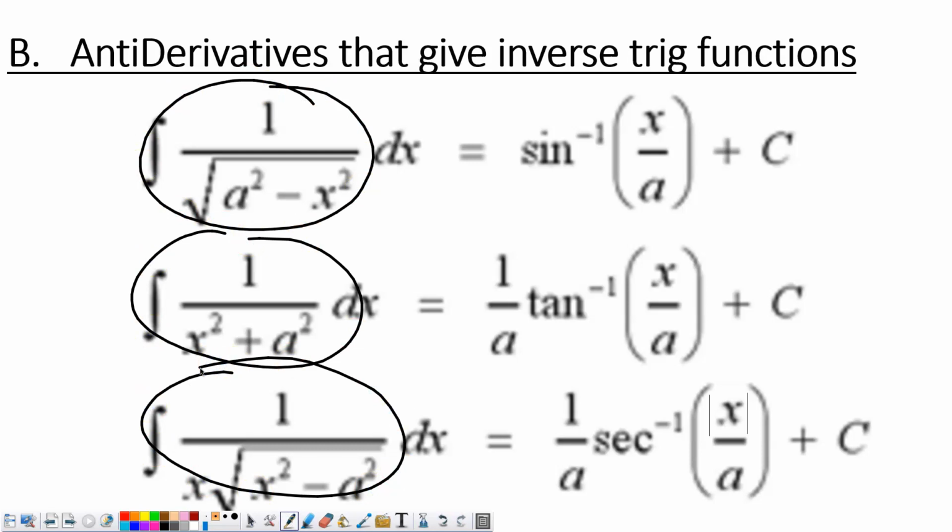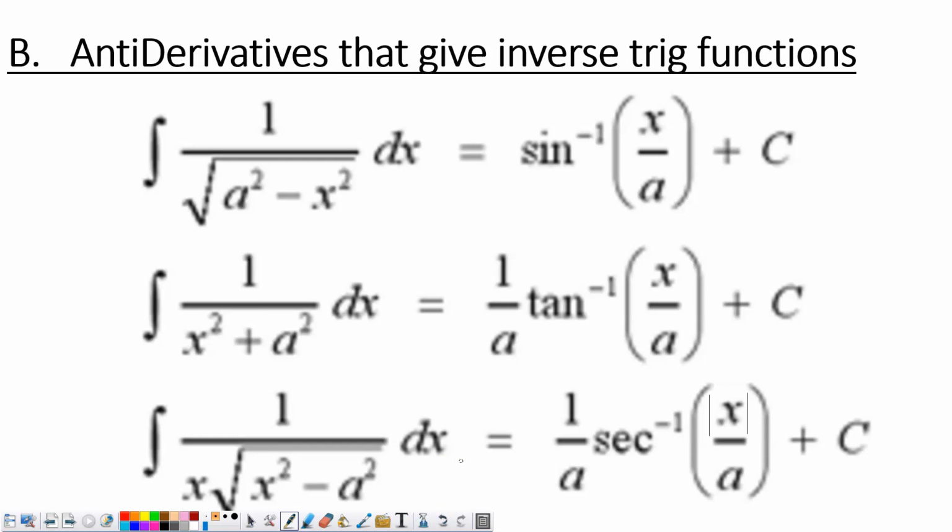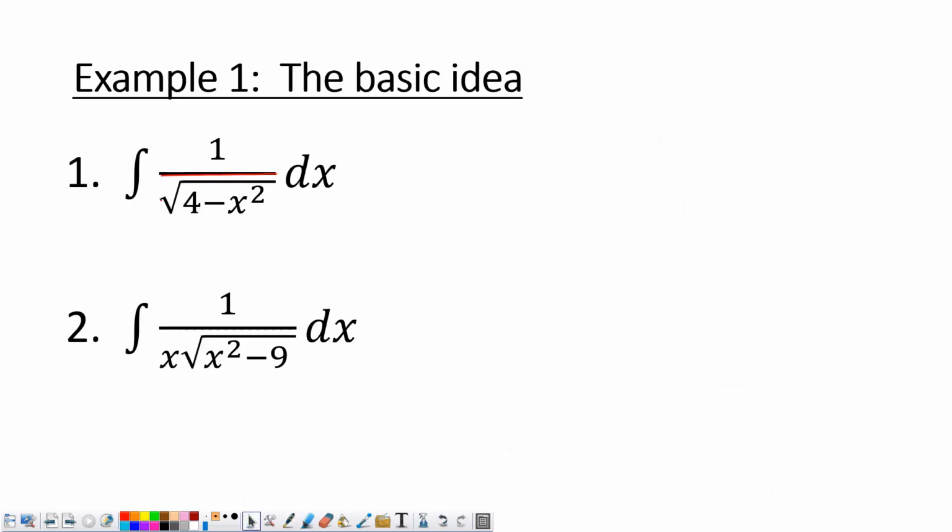Well, it's not the middle because it's a plus here. We don't want a plus, we want a minus. And it's not the bottom one because in the bottom one the x squared comes first underneath the radical, and also there's an x out here. That doesn't apply. So what we're looking at here is this one. So the answer is going to have this format when we integrate it. Okay? So let's jump back to where we were, and we'll do that.